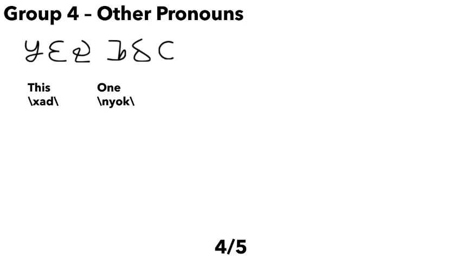The other pronouns are this and one. So sad is going to be this, and nyok is going to be one. Well, when we get into verbs, we can start really forming sentences with these.